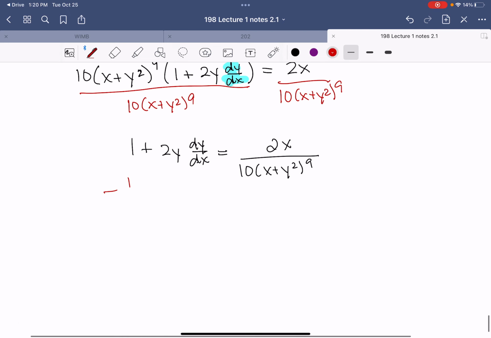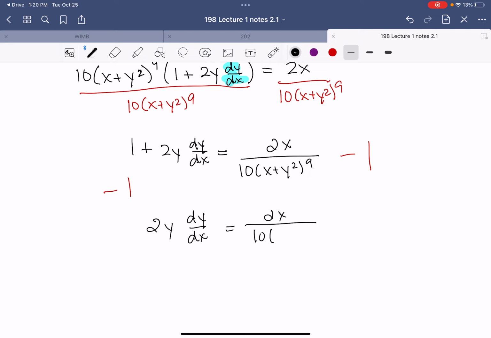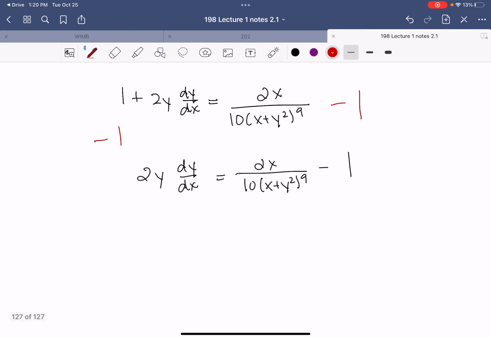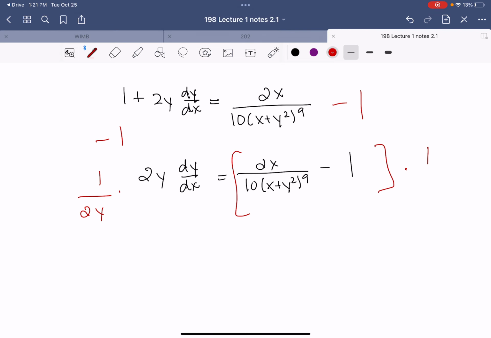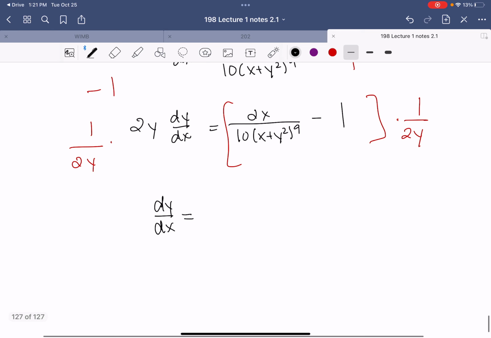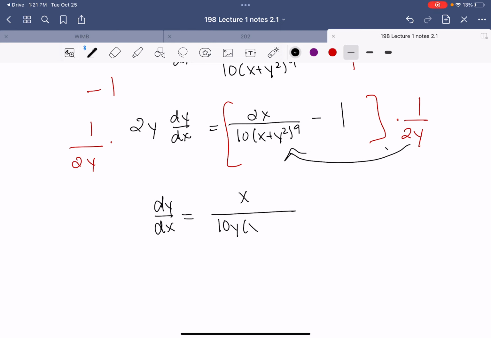Then I'm going to go ahead and subtract a 1 because I have a 1 over here. So that gives me 2y dy/dx is 2x over 10 times (x plus y squared) to the 9th, minus 1. Then I'm going to multiply both sides by 1 over 2y, because I've got fractions, and that's going to make it a little bit easier for me to do the algebra. That leaves me with just my dy/dx on the left, which is what I'm looking for. When you distribute your 1 over 2y, the 2's will cancel, and I have x over 10y times (x plus y squared) to the 9th, minus 1 over 2y. If you want to get common denominators, you can, but I'm happy to leave it just like that.